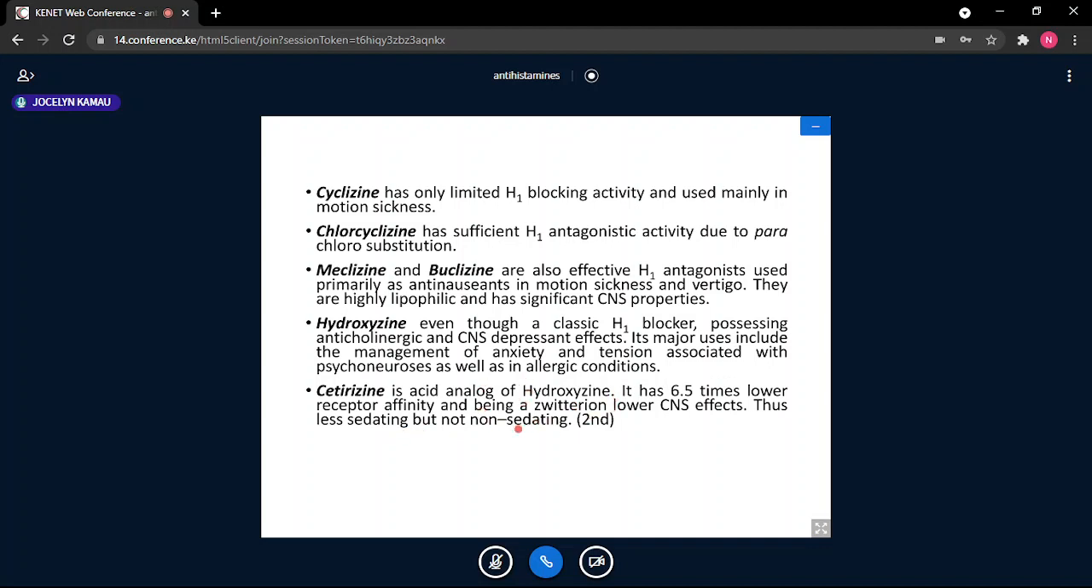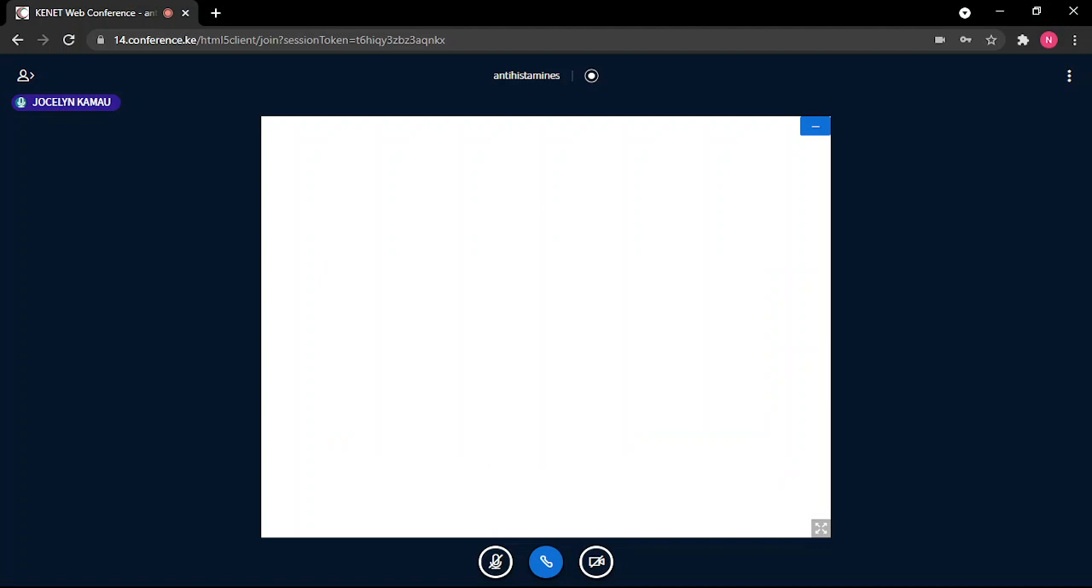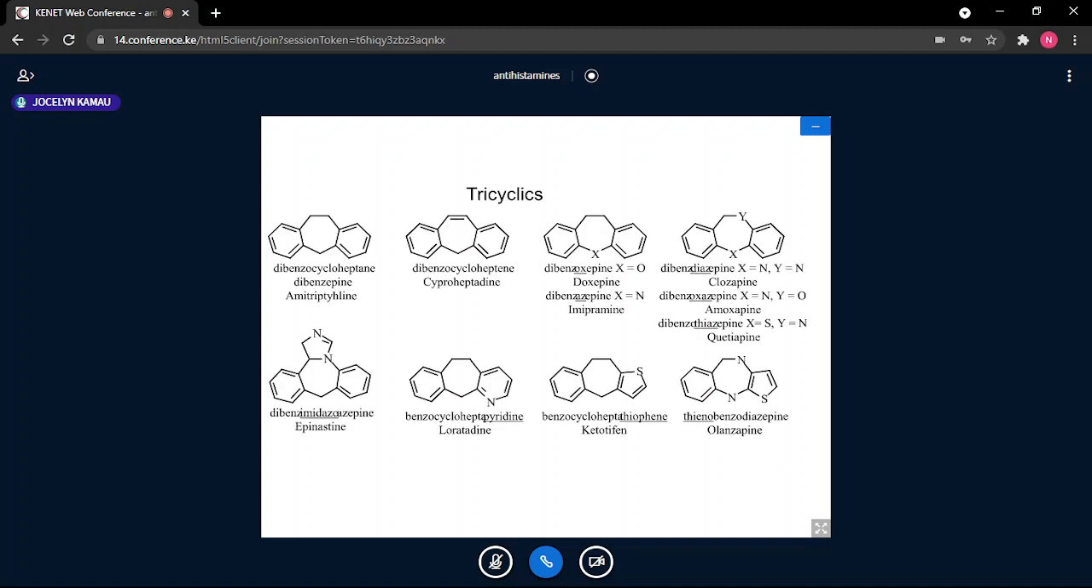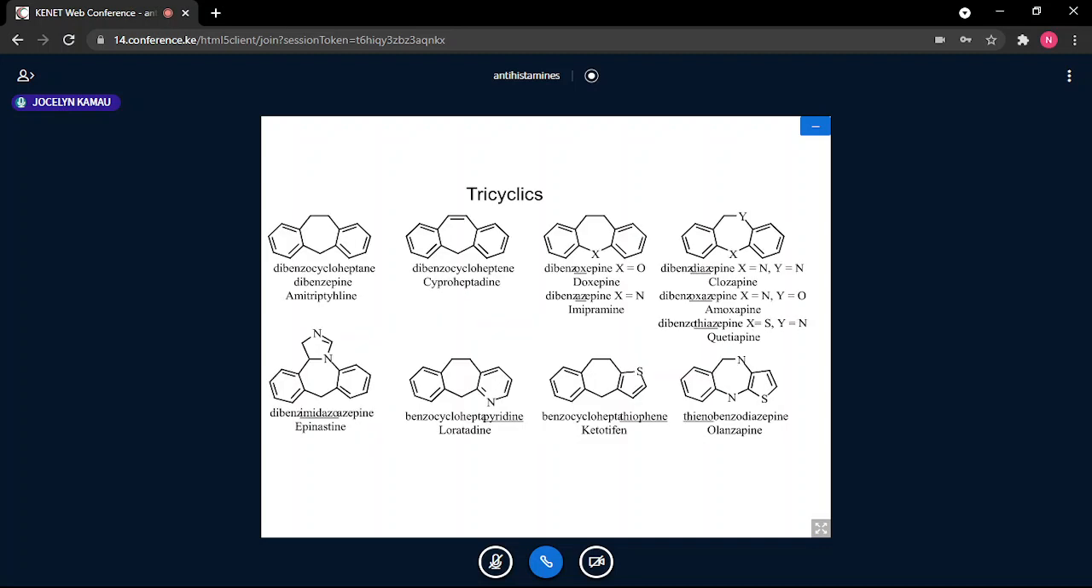It is less sedating than the first generation, and more often than not placed in the second generation. We have said that the less sedating effect is because it is a zwitterion, and being a zwitterion, it will have higher polarity and lesser ability to cross the BBB. Once it has lesser ability to cross the BBB, it gives us better peripheral activity with lower toxic effects or CNS toxic effects.